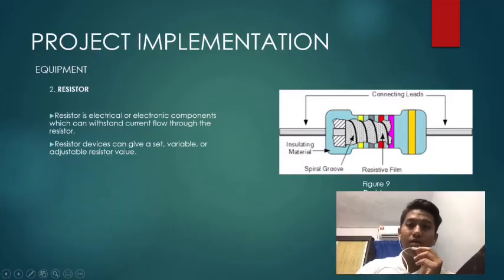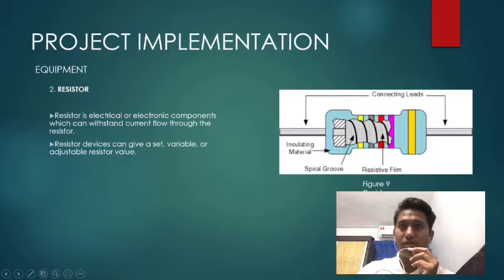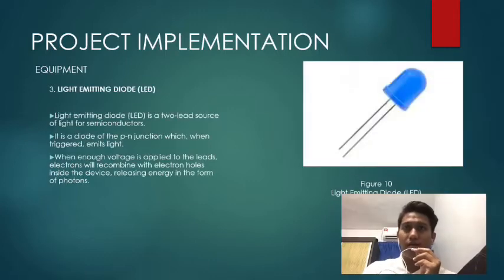The second piece of equipment is the resistor. The resistor is an electrical or electronic component which limits current flow through it. Resistors can give a fixed, variable or adjustable resistance value. Next is the light emitting diode, LED. This LED will light up after the alarm is turned on.